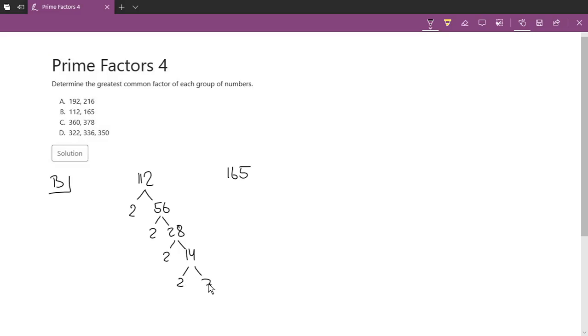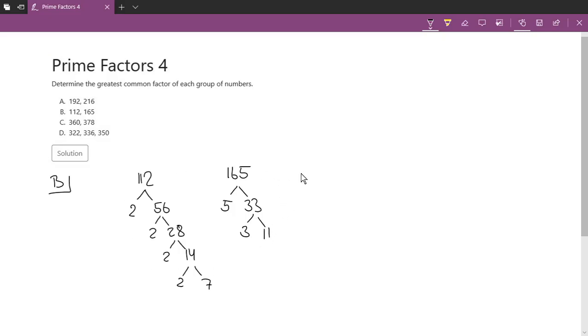And the goal here is to end up with prime factors at the tip of all those branches. So we're done with 112. Now we're going to do 165. You can factor out a 5, which leaves us with a 33. And then we just factor out a 3 and 11.